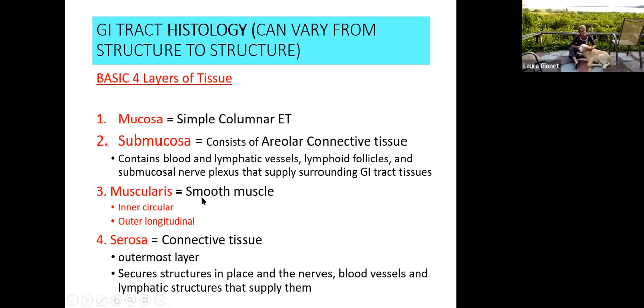All right, then we have radiating outward the muscularis layer. This is smooth muscle. The majority is composed of an inner circular and an outer longitudinally running layer of muscle fibers. The circular muscle runs circumferentially around the tube, like the smooth muscle of a blood vessel. Superficial to that are longitudinal muscles that run the length of the tube. And then we have the serosa, which is the outer connective tissue layer. Just like any outer connective tissue layer, it helps secure the structure in place and secures the nerves, blood vessels, and lymphatic structures that supply them.